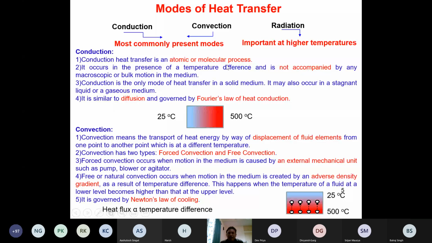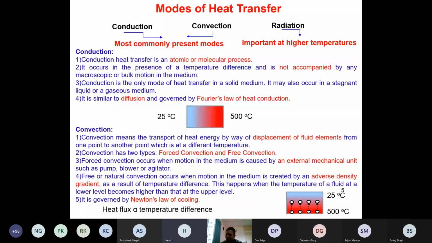In convection, basically you will see that there is a macroscopic movement of the fluid particles. The movement of the particles or the displacement of the fluid elements is generally caused by an external pressure gradient due to some pumps or agitators, etc. This type of convection is called forced convection. Also, the movement of the fluid elements may be caused by the density difference.